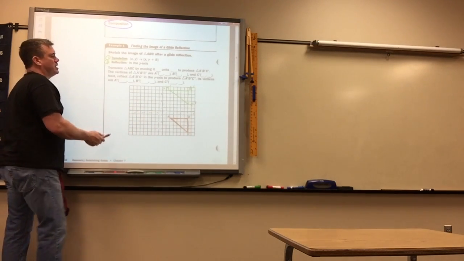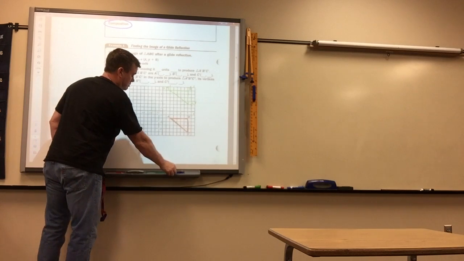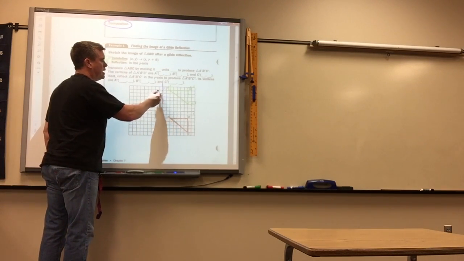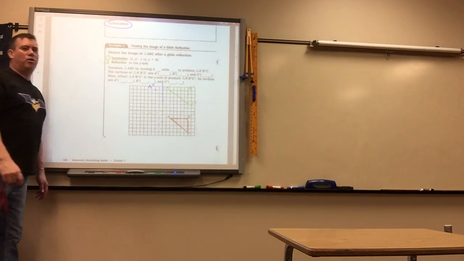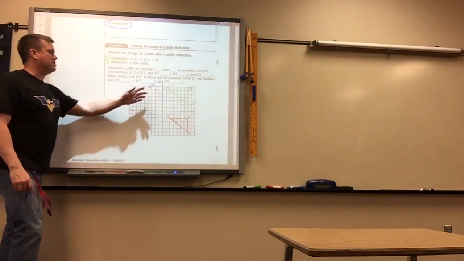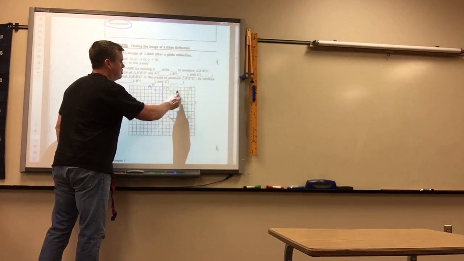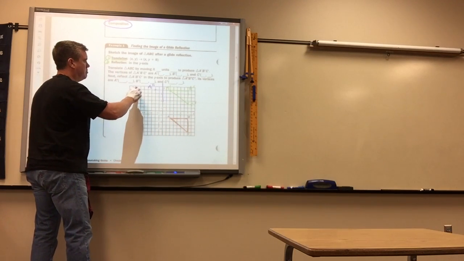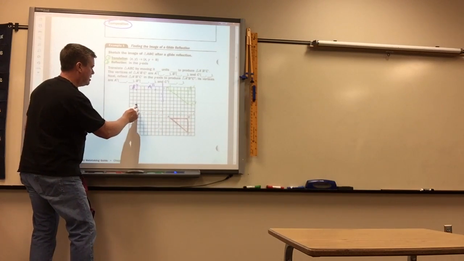Then the reflection in the y-axis, here's the y-axis. So you got to flip it over that. A is 2 away, so then you got to label it A double prime. That means it's the second thing you did. B is 1, 2, 3, 4, 5, 6, 7, so you go over 7. B double prime, and then C would be right there.